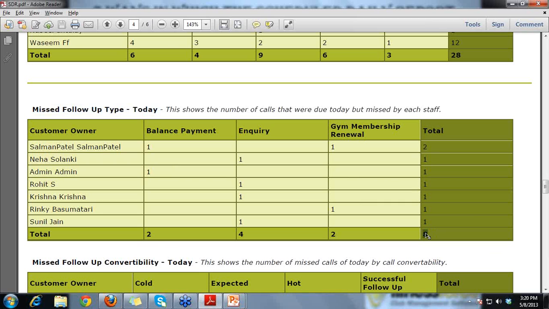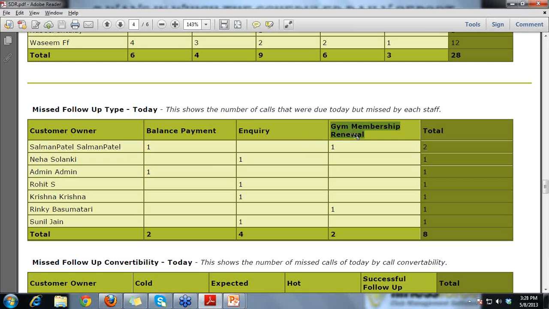Out of the 8 follow-ups they have missed, 2 were for balance payment, 4 for inquiry, and 2 were for renewal. And it also gives you an employee-wise bifurcation. Who are the employees who have missed the maximum number of follow-ups and what follow-ups have they actually missed. Follow-ups like inquiry, follow-ups like renewal are very important. They bring a direct collection to the club.